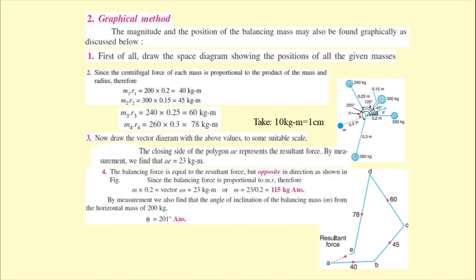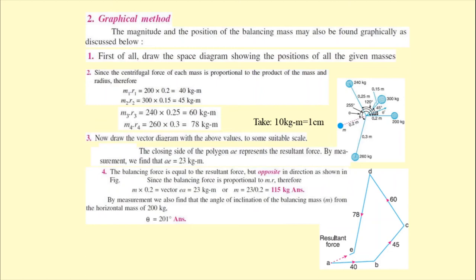Then C to D, that is M3 into R3, that is 60 kg meter, and it is having an inclination angle of 120 degree. So accordingly we have to take it, and then 78 millimeter or 7.8 centimeter length we are going to take for the case of M4, that is 78 kg meter centrifugal force value. So finally what we are going to get, that is the resultant unbalanced force value, that is equal to 23 millimeter. So 23 millimeter represents 23 kg meter.